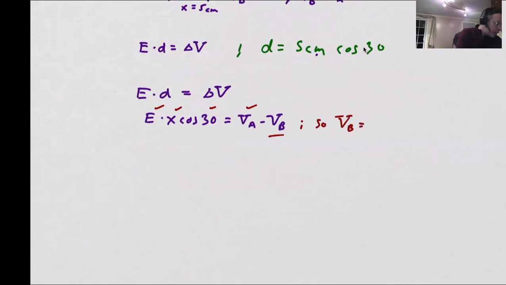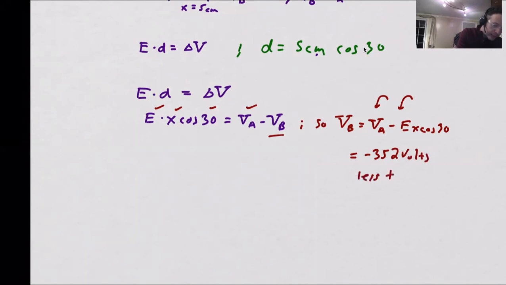And so the potential at B then is going to be the potential at A minus E X cosine 30. And when I plug this into my calculator, notice that potential A is going to be negative minus another negative. It's going to be an even more negative number. This is going to be negative 352 volts, which we see is definitely less than the potential at A, which was one of the things that we anticipated. So this actually works, okay?